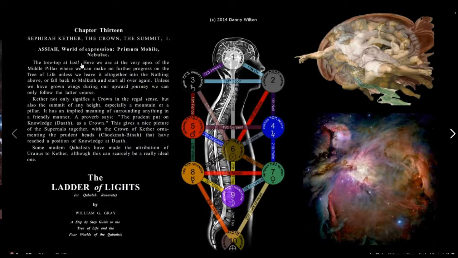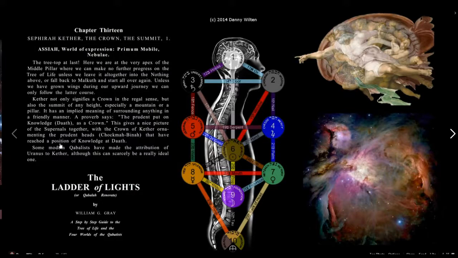Chapter 13, Sephira Kether, the crown, the summit, Asiya, world of expression, prima mobile, nebula. It says, the treetop at last. Here we are at the very apex of the middle pillar, where we can make no further progress on the Tree of Life unless we leave it altogether into nothing above, or fall back to Malkuth and start all over again. Unless we have grown wings during our upward journey, we can only follow the latter course. Kether not only signifies a crown in the regal sense, but also the summit of any height, especially a mountain or a pillar.